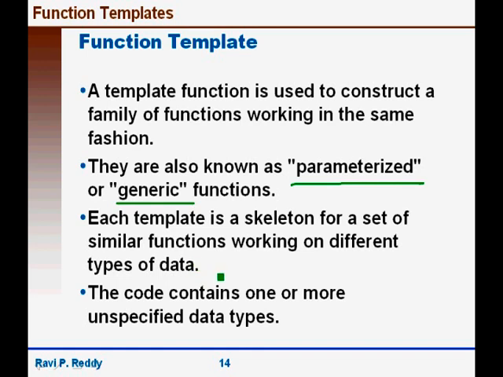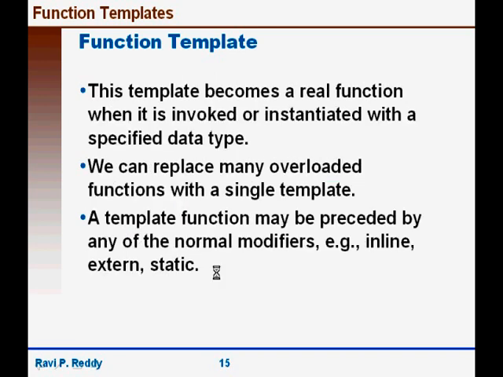The data is what is specified in the parameterized type. The code contains one or more unspecified data types which will be specified in the caller code. The template becomes a real function when it's invoked or instantiated with a specific data type. In the user program, the template will be called with a specified data type.